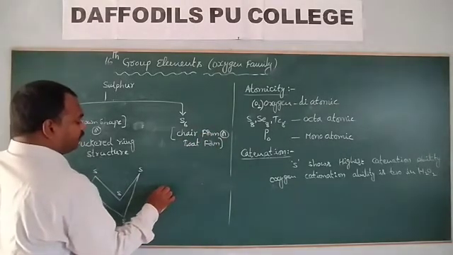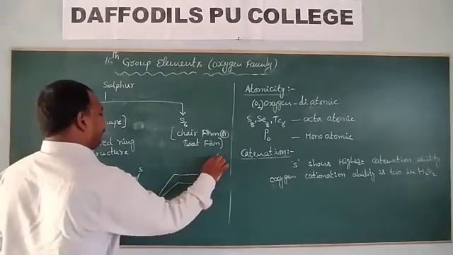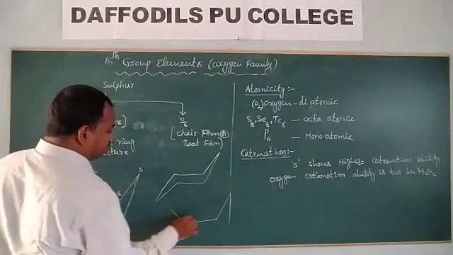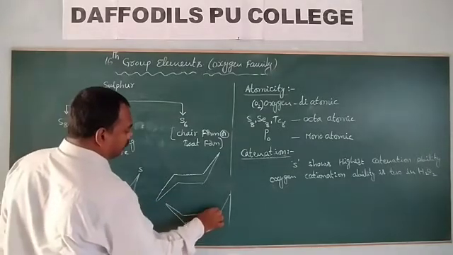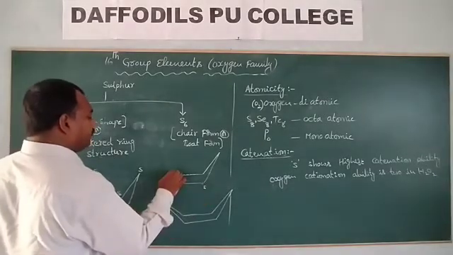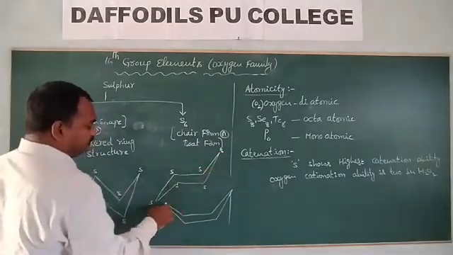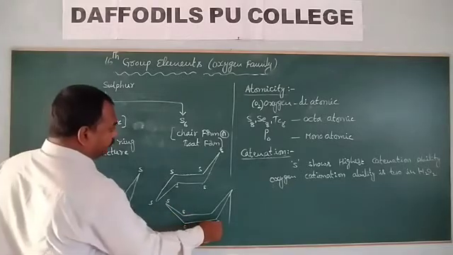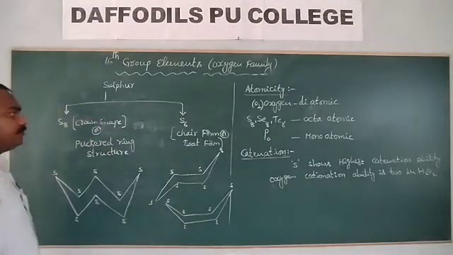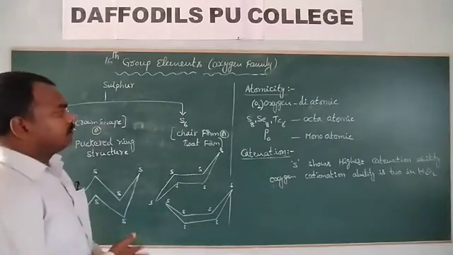Chain form of sulfur. This is the chain form of sulfur. And this is the boat form of sulfur. Sulfur, sulfur, sulfur, sulfur, sulfur, sulfur: 1, 2, 3, 4, 5, 6 in boat form. This is the S6 form. So this is about atomicity and the shapes of sulfur.